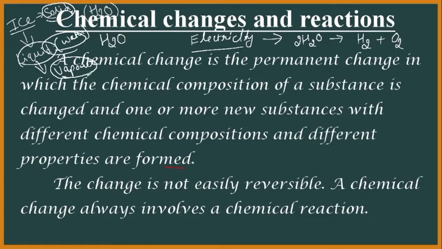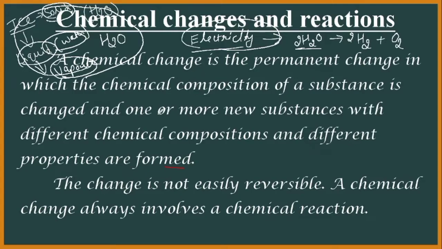That means from this example we can say the first example shows the physical change. Even though the solid turns into liquid and liquid turns into vapor, there is no change in the molecular formula. That means the chemical composition is not changed. So this is an example for physical change. Whereas when we pass electricity to the water, it splits into its constituents, hydrogen and oxygen. That means new substances with new properties are formed. So this is an example for chemical change.